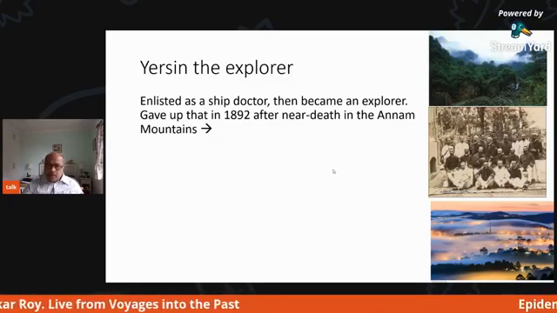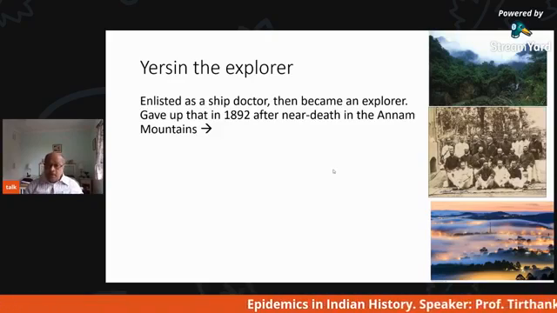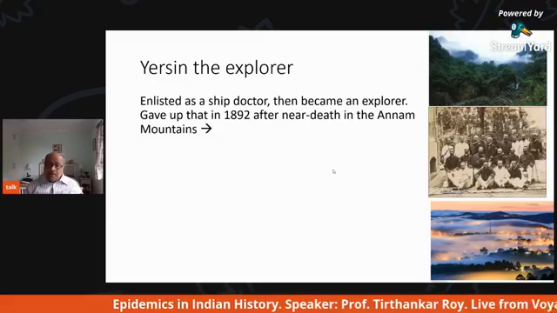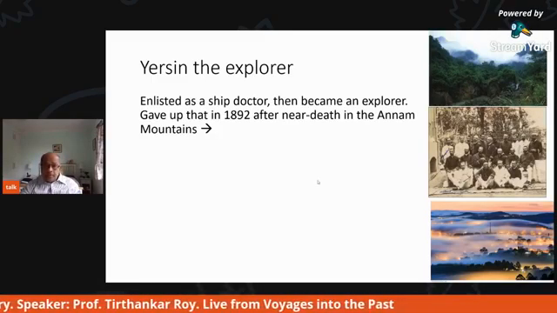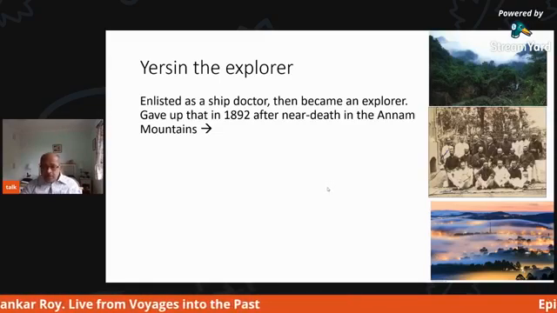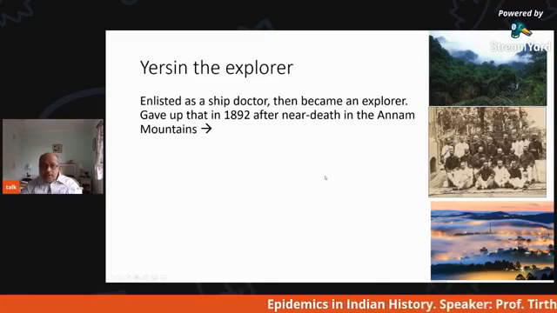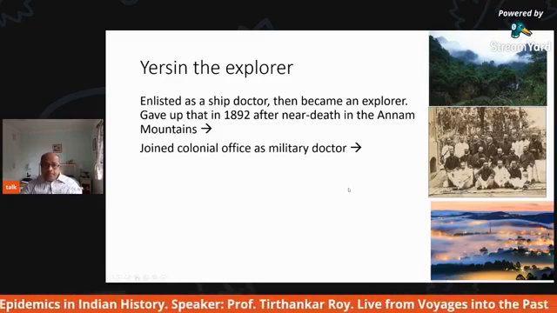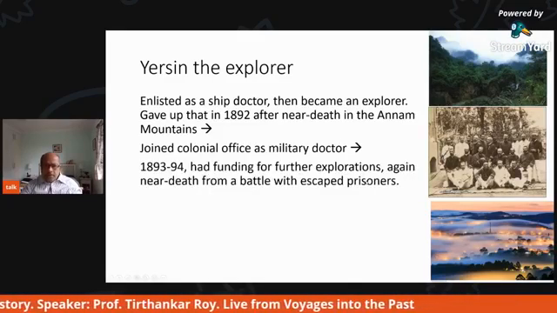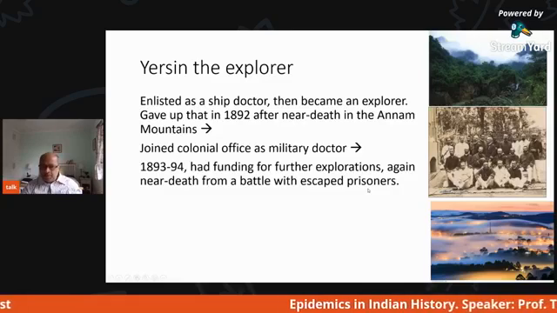He moved around in the mountains of Vietnam, in the Annam Mountains, which were extremely inaccessible places at that time. And he almost gave up the exploration. I mean, he moved around in the mountains, drew maps, and sometimes treated people, but not really doing much scientific or medical work. He gave up during 1892 because he almost died, probably of a disease, and then came back to join as a military doctor.